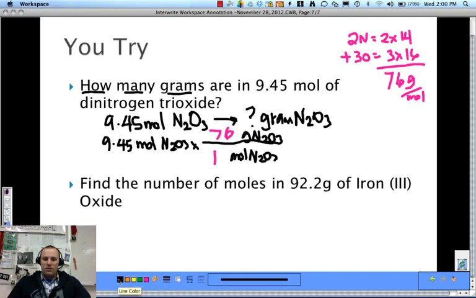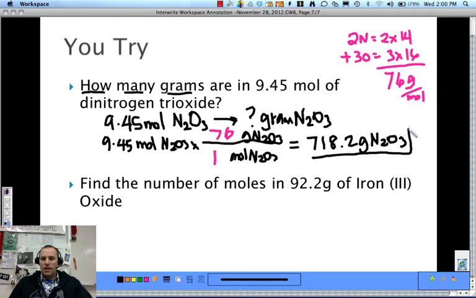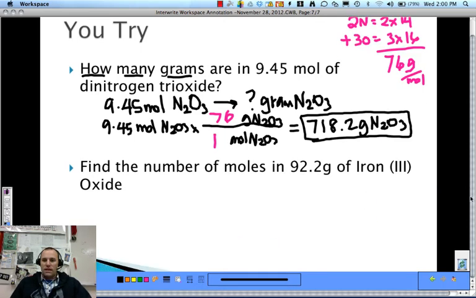Now you can solve. 9.45 times 76 comes out to be, you should get 718.2 grams of N2O3. Do not forget to label your answers completely. Don't just write grams. You have to write grams of N2O3. Complete labels.